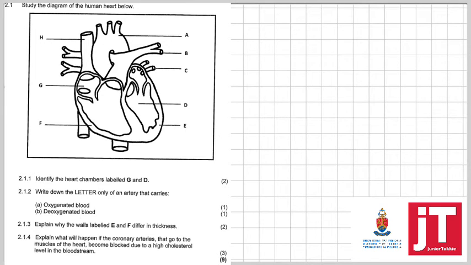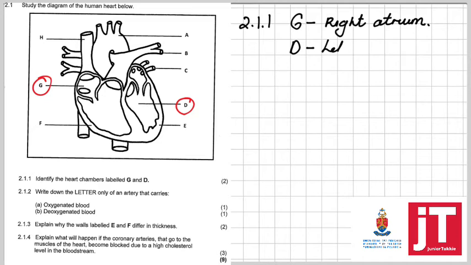First question. Identify the heart chambers labeled G and D. And here we need to be a little bit more specific in answering this question. It's worth 2 marks, so we need to be sure of what we are writing. 2.1.1, G, we're looking at the right atrium, and D, the left ventricle. Not to confuse the right with the left-hand side. Keep in mind that when you're looking at a heart, it's as if the heart is looking at you. So it is the heart's right-hand side and it is the heart's left-hand side that we are referring to.